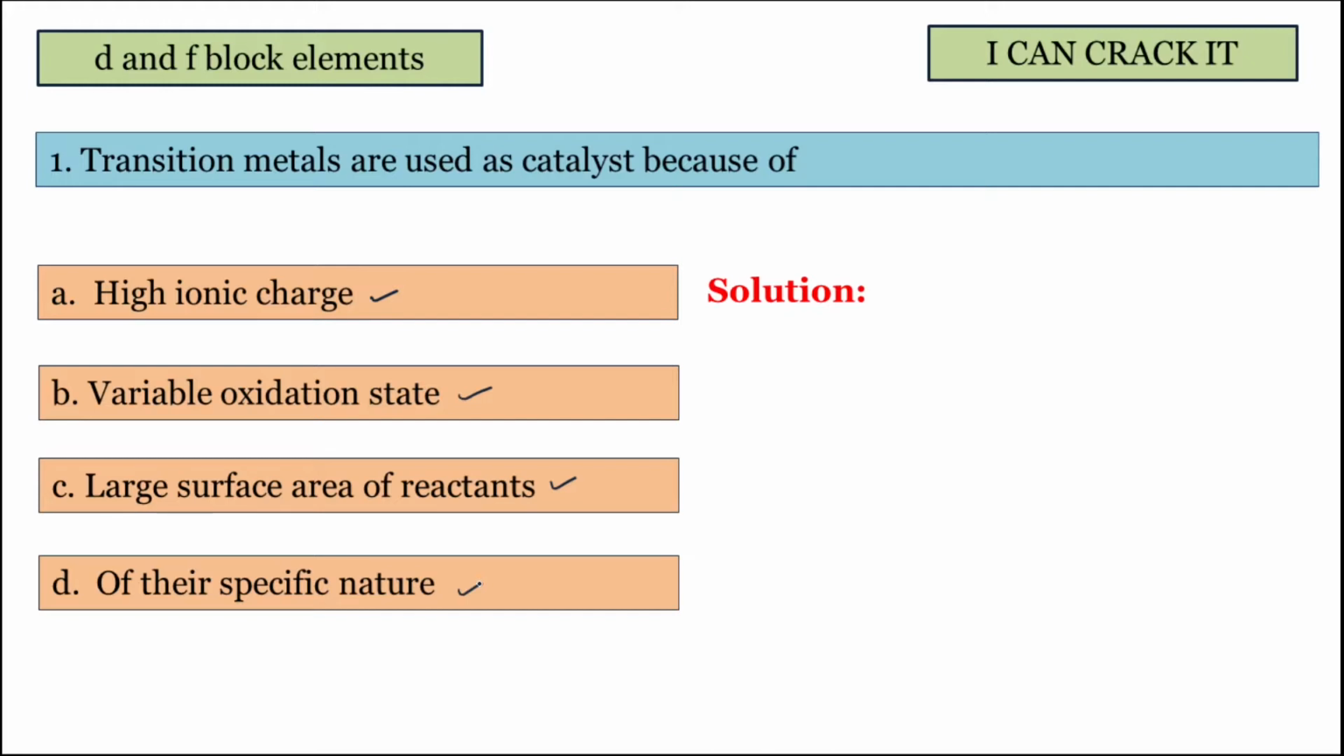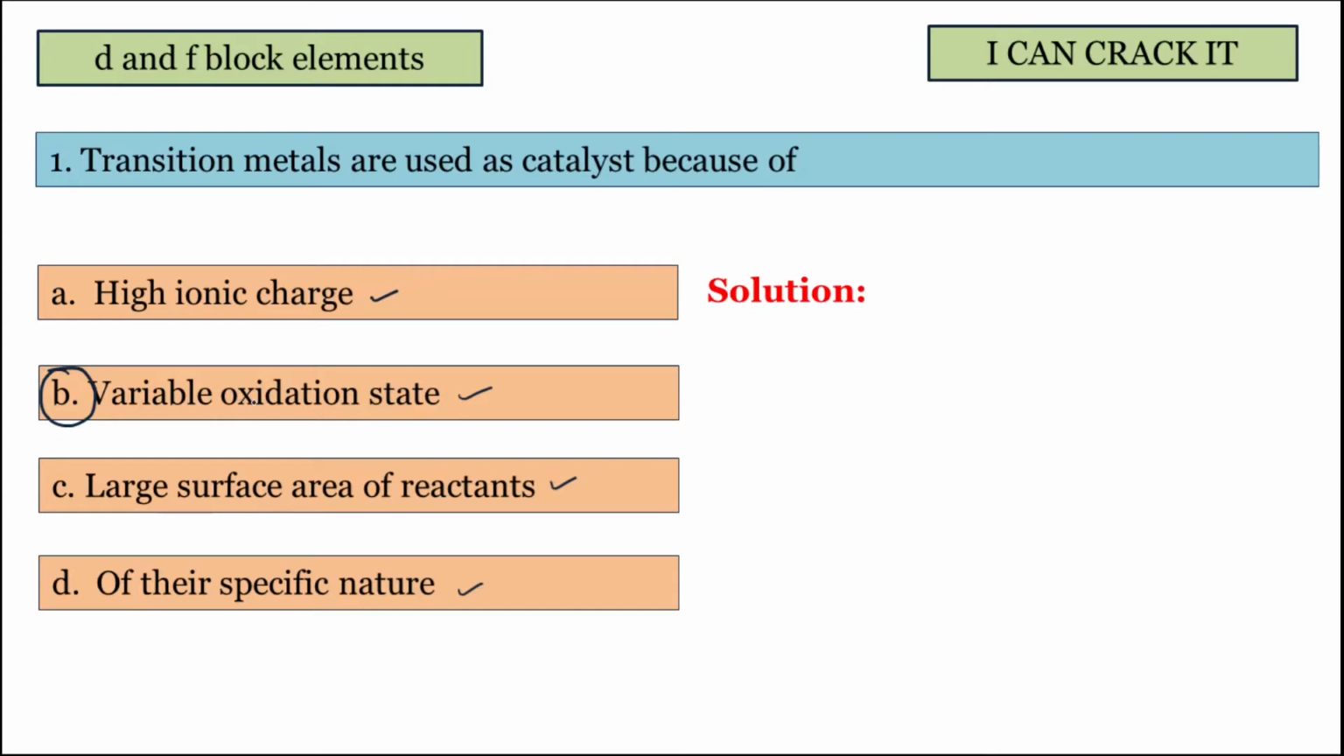So to undergo many changes and to remain the same as its original state, it has to have what? The variable oxidation states, so that it can have the tendency to attract reactants of different species. That's why, what's the property, the reason for the transition metals to be preferred as catalyst? Variable oxidation state. Right, so option B.